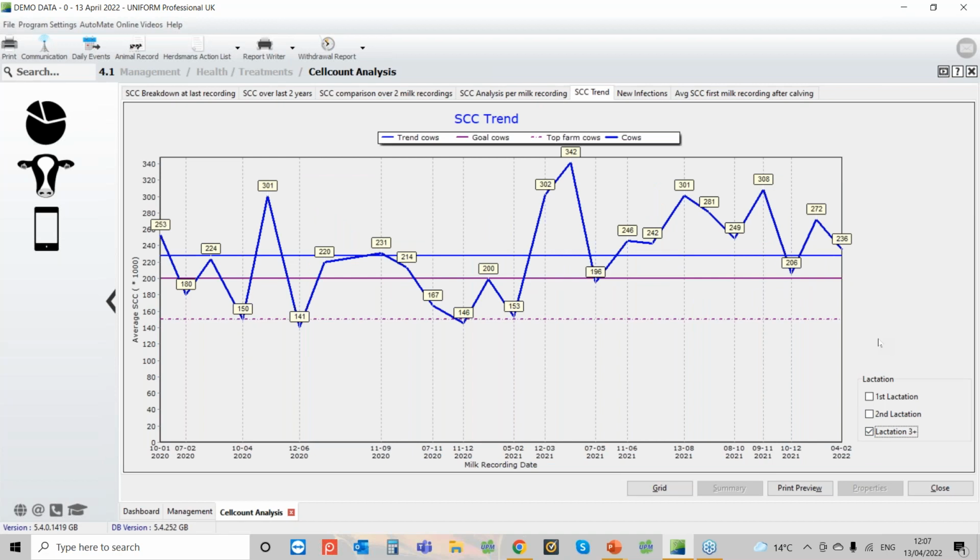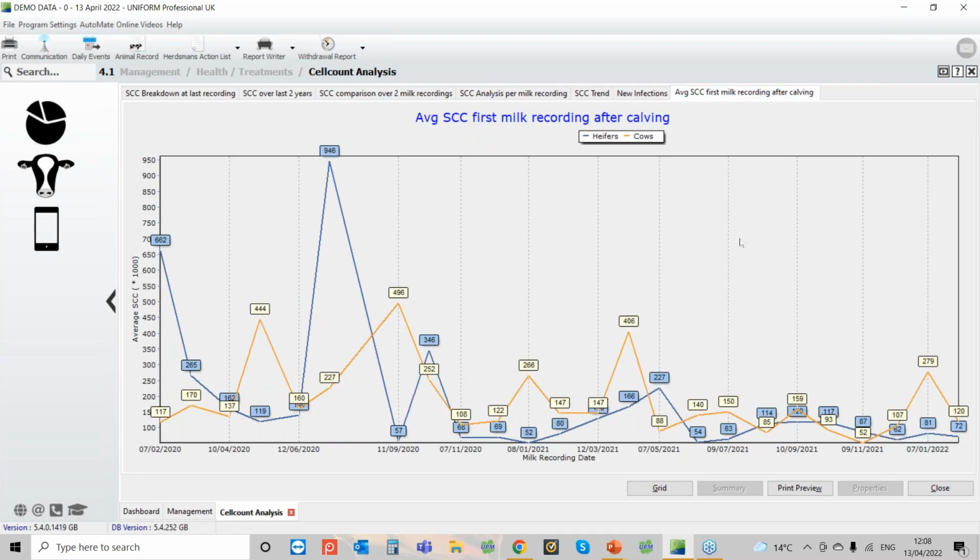What we've got here is the target was 200, that's the purple line. The dotted line is basically where we want it below 150. So in fact, with the older cows, we're higher than we want to be. We're running at around 230. And then the final one is the average somatic cell count at the first milk recording after calving.